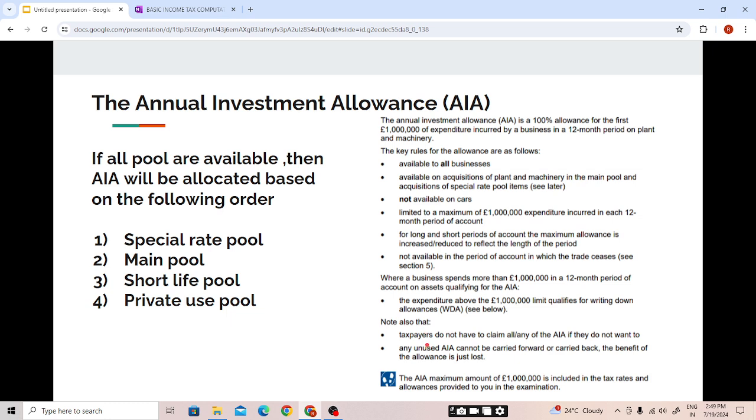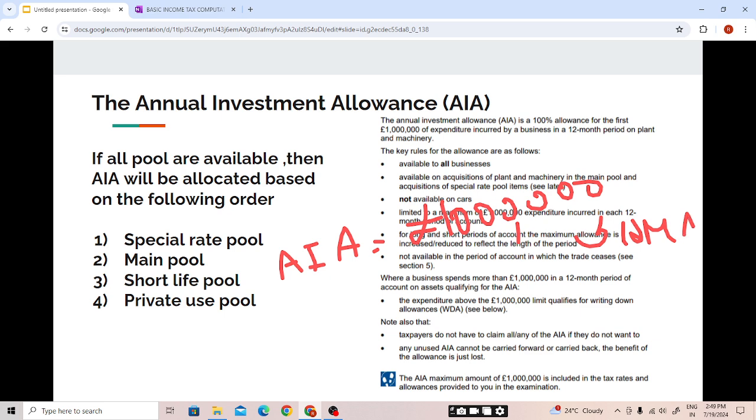Note also that taxpayers do not have to claim all or any of the AIA if they do not want to. We can claim the AIA half or full or any percentage. Any unused AIA cannot be carried forward or carried back. The benefit of the allowance is just lost. So students, the AIA which is available of 1 million pounds for each 12-month accounting period, if we use only 80%, the 200,000 left we can't carry forward or carry back.